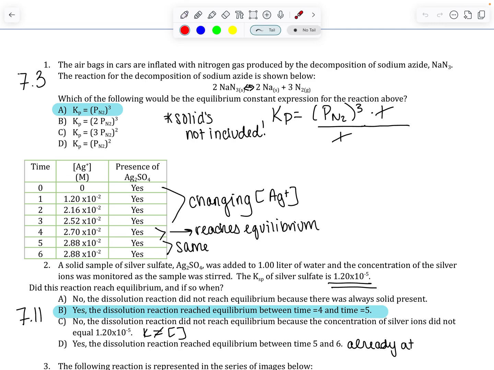So when I was doing this one, you've got to notice your solids here. You have 2 of them, which means they are non-existent. They should go away. So all you should have left is that one product, which is the N2, and it should be pressure, and it should be cubed, which leaves me with A.